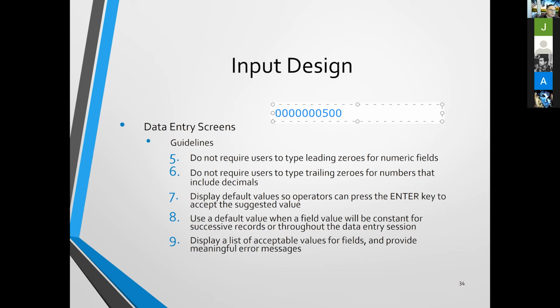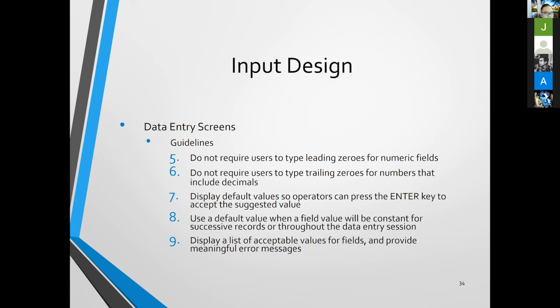After that, when we have talked about these 4 guidelines already, the next guideline is: do not require users to type leading zeros for numeric fields. What does it mean? Suppose users would like to withdraw 500 baht from the ATM machine. You shouldn't let the users type it with leading zeros like this, because the user may be confused and enter a wrong number. What you should let the users type is just 500 only.